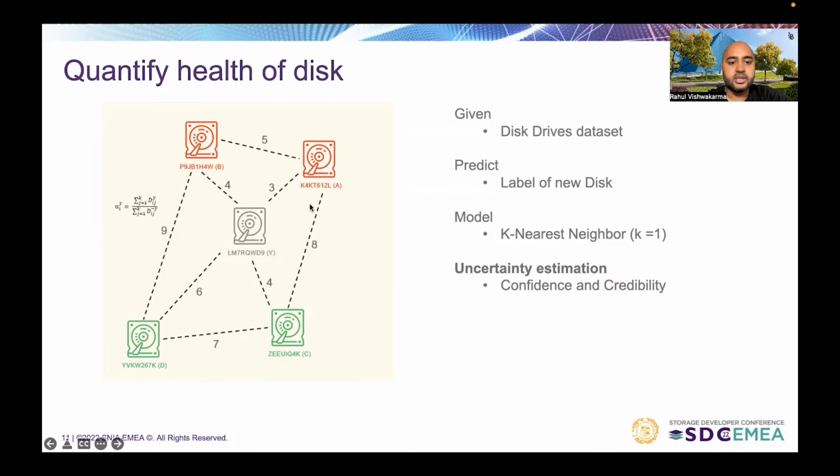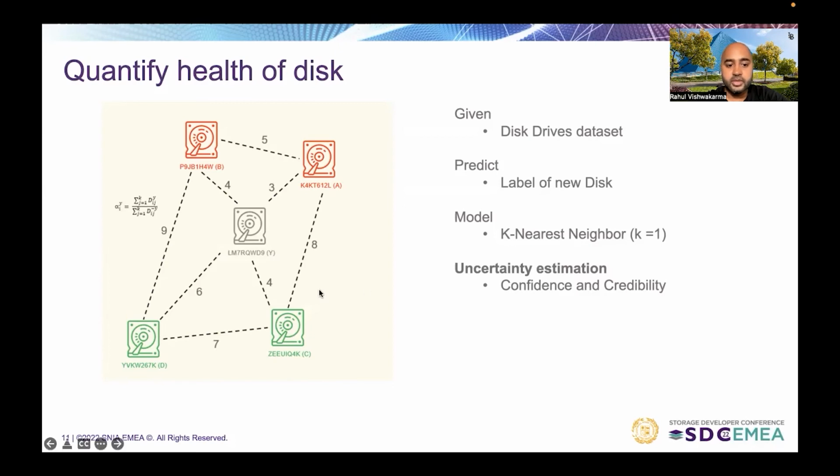Now suppose these are your data set, with four data points which we consider as historical data. Now you get a new data point, and you need to decide what its label will be based on the existing historical data. So the given problem statement is a disk drive data set, and we need to predict the label of Y. You can plug in any algorithm: KNN, deep learning, random forest, SVM, whatever suits you best.